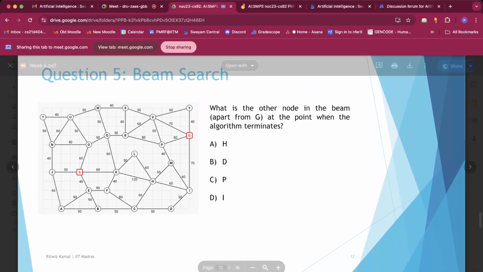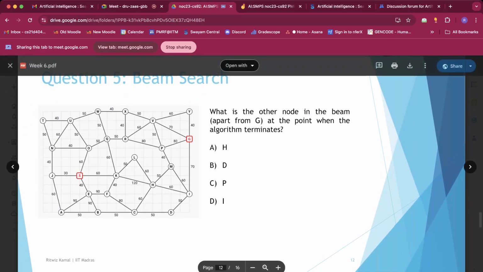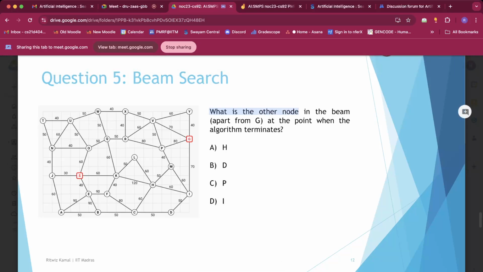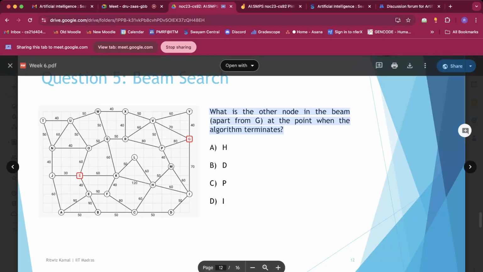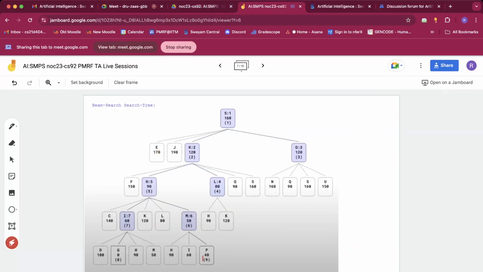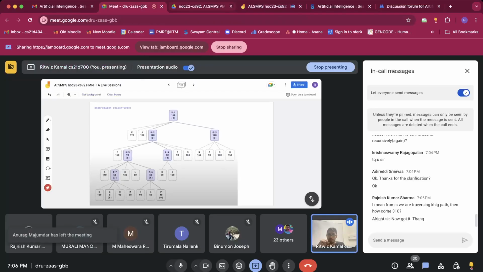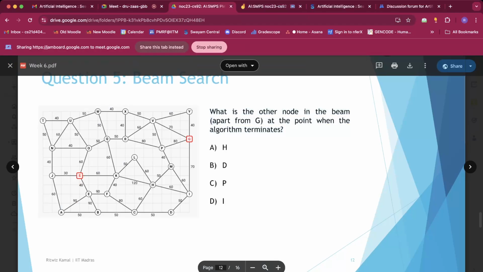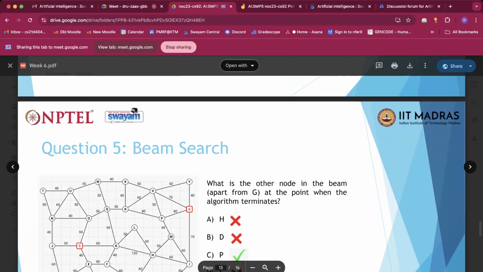Okay, so there was one more question about beam search that asked us what is the other node in the beam apart from G at the point when the algorithm terminates. In our case the algorithm terminates when we have found the goal node, and at that point we had P in the beam, right? Remember, beam will always have two nodes, two best looking nodes. So in this one we had G and P. So the answer to this question would be P.